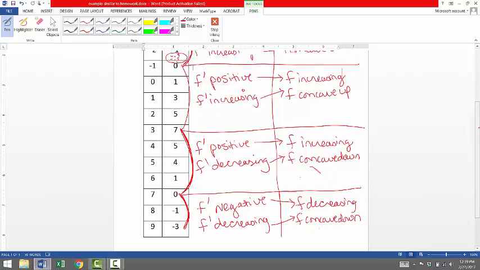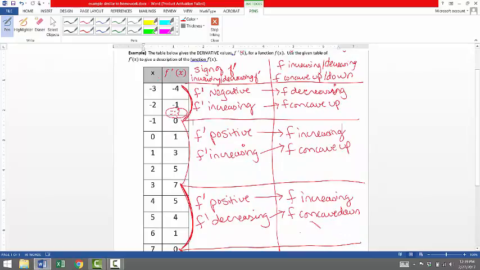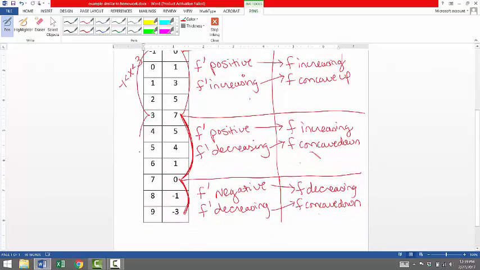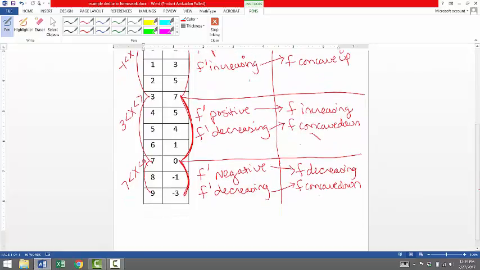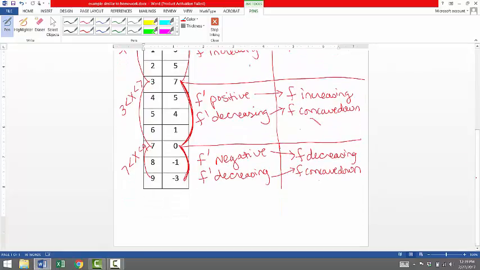My last step here will be to describe the actual x values that produce these intervals of behavior. From the table given here, we see the first interval spans from -3 up to -1 for the x's. The next interval spans from -1 up to 3 for the x's. Then the interval is from 3 up to 7, and then from 7 up to 9. And I'll just add in some conclusion sentences at the bottom.